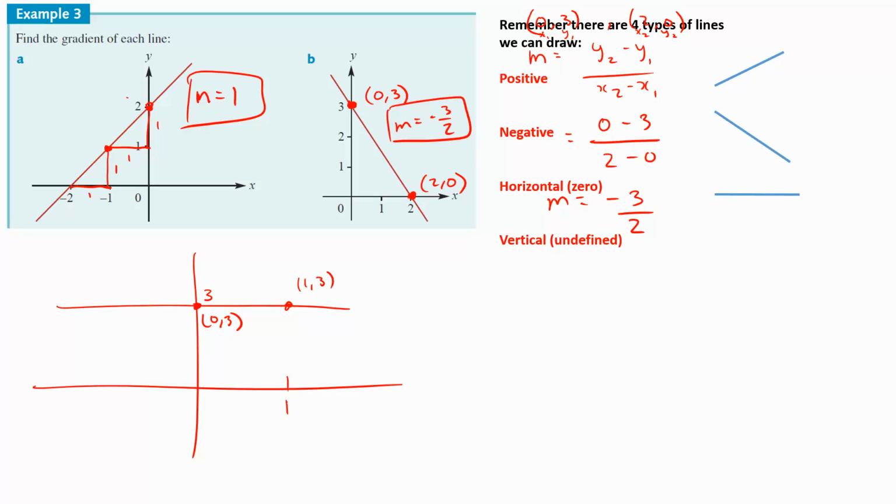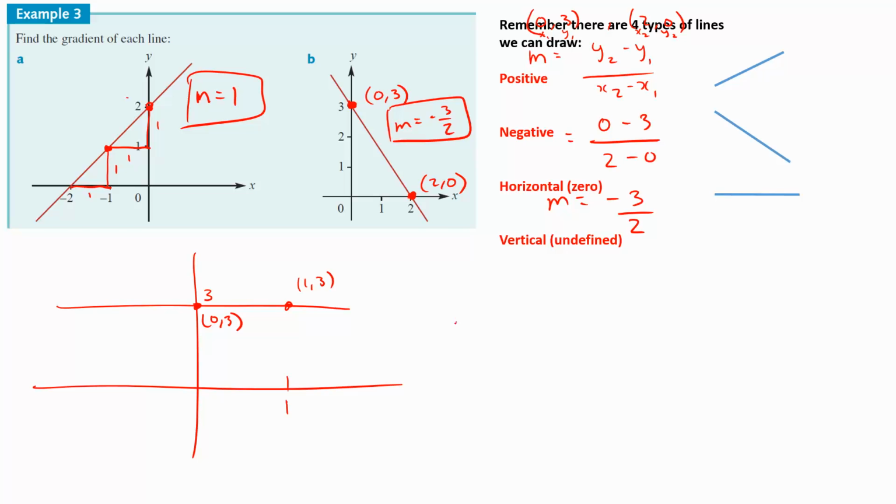If I asked you to find the gradient of a horizontal line, you would say, this is y2 minus y1 over x2 minus x1. Yeah, so you use the same formula as I had before. If you were to work out the gradient of this line, it'd work out to be 0. That's why it's called a 0 gradient.